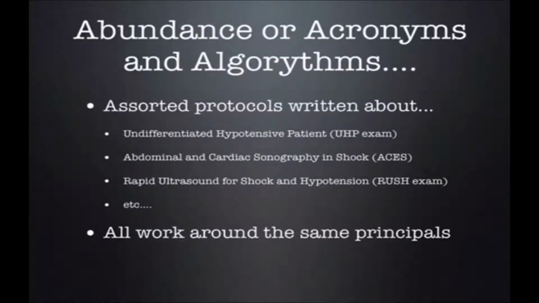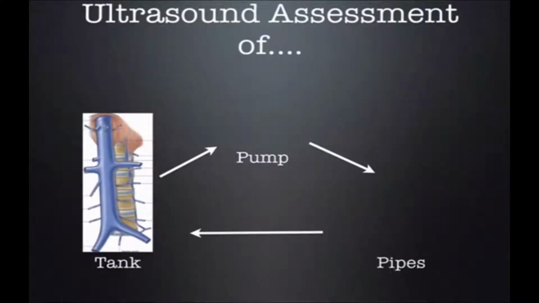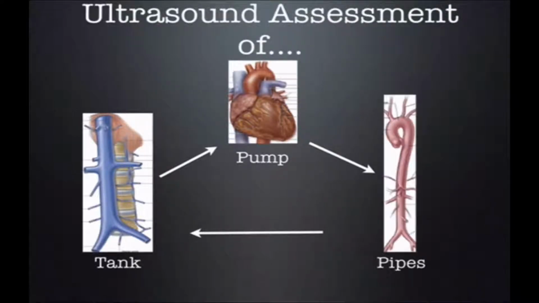I don't want you memorizing some algorithm, some step 1, 2, 3, 4 approach. I want it to be something intuitive, because that's what's going to serve you the best when you're caring for someone who's acutely ill. And really, at the end of the day, all of these algorithms work around the same principle anyway. And that is a tank, a pump, and some pipes. All right? Now for us, the tank is going to be the inferior vena cava. The pump is going to be the heart, obviously. The pipes are going to be the aorta for the most part.